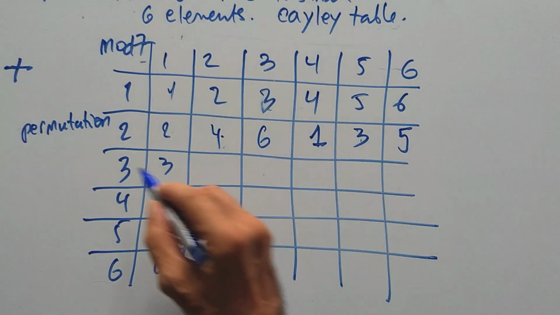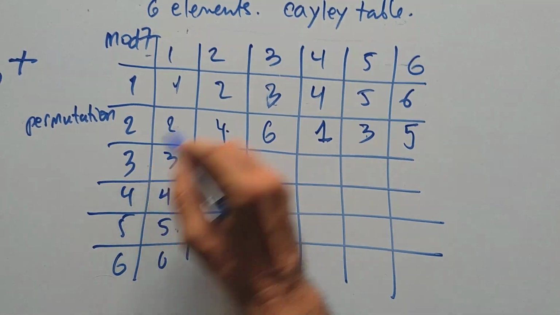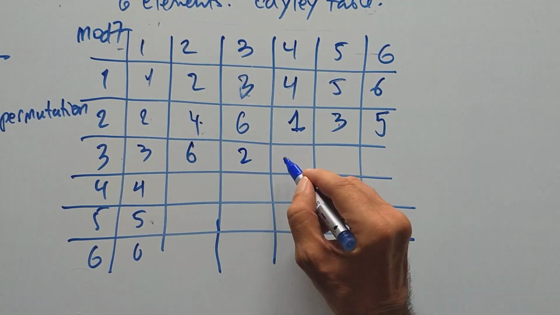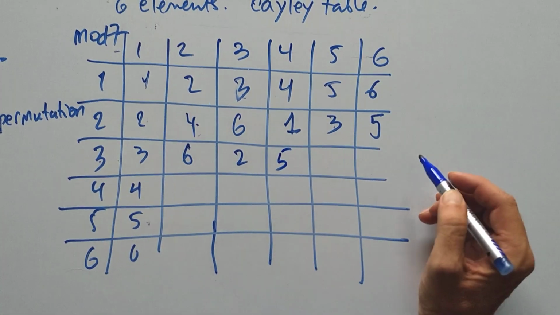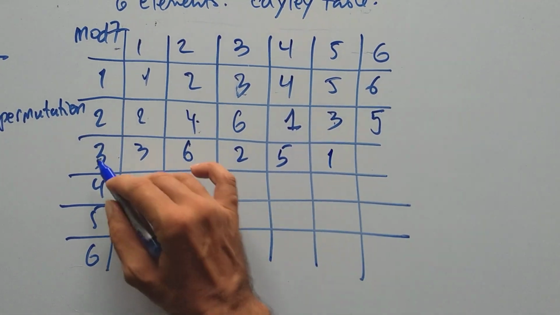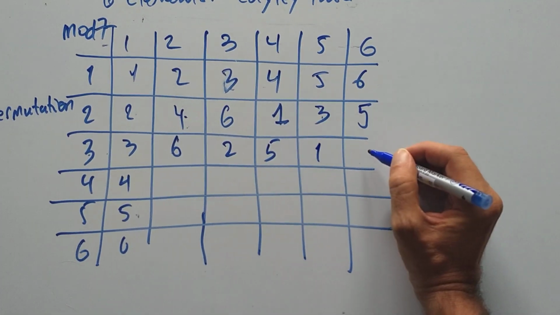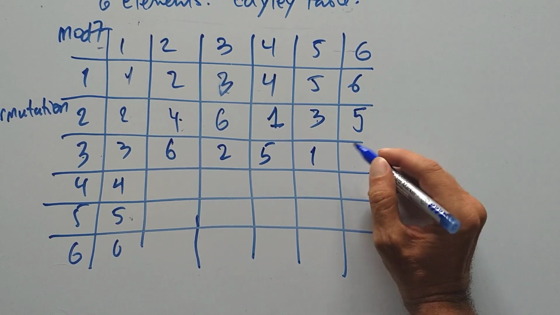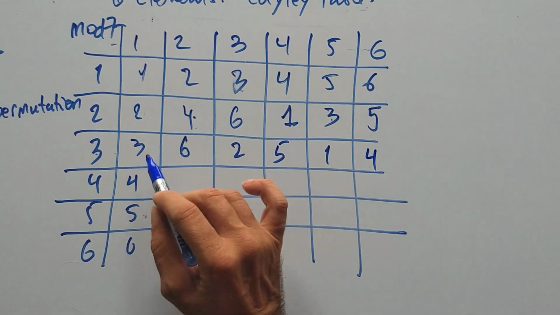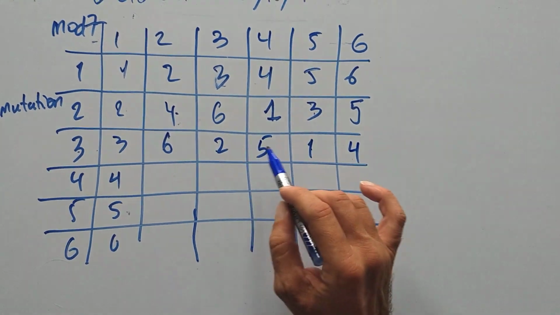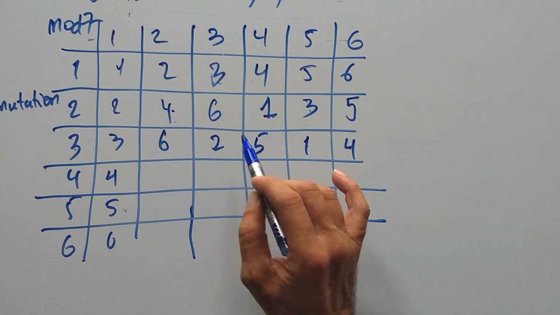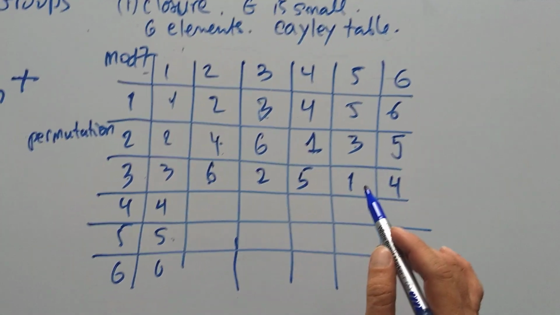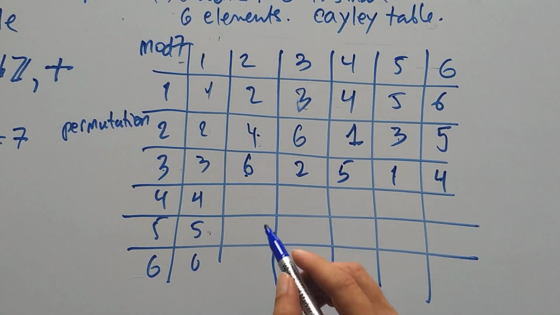Let's keep going. 3 times 2 is 6, 3 times 3 is 9, mod 7 that's 2. 3 times 4 is 12, mod 7 that's 5. 3 times 5 is 15, mod 7 that's 1. 3 times 6 is 18, mod 7 that's 4, since 14 plus 4 is 18. Again, it's a permutation. I have all the elements 1 through 6, just in a different order.